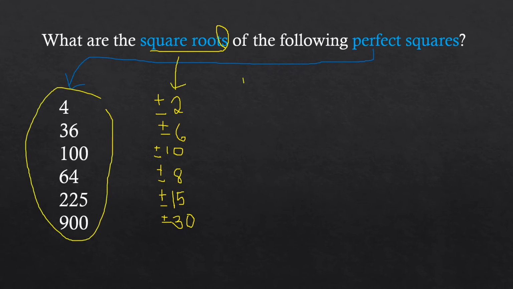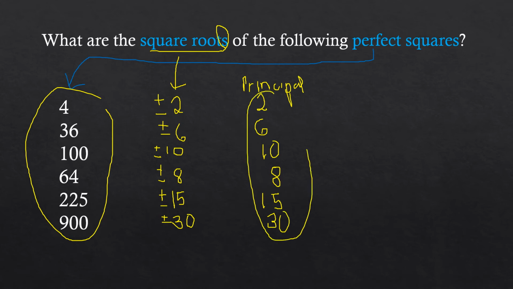Now let us get the principal square root. For the first one, the principal square root is positive 2. Next, we have positive 6. And then positive 10, positive 8, positive 15, and positive 30. So again, remember, principal square roots are positive square roots.